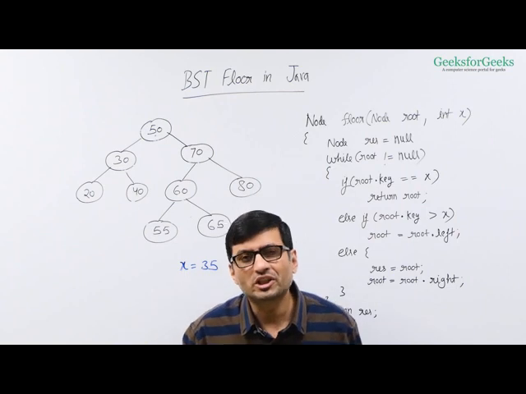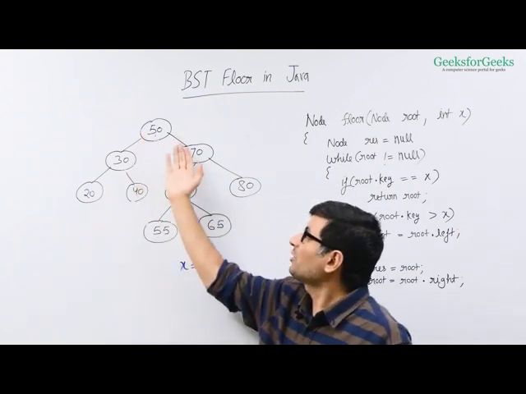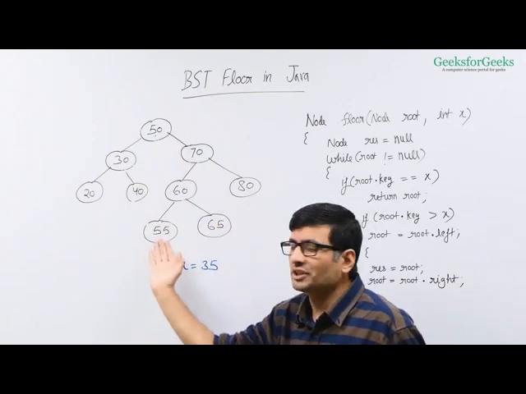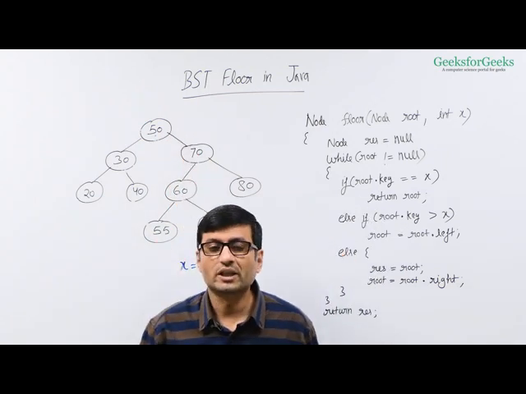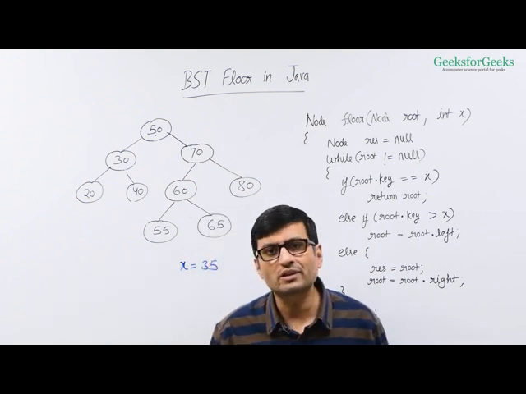What is the time complexity of this solution? This is like searching in a BST. We are beginning with a root and we are going across the height, which is big O of h. And since it is an iterative solution, it requires big O of 1 extra space.